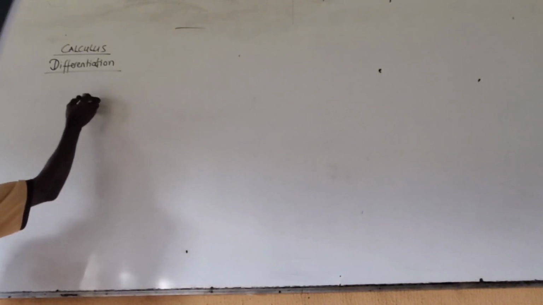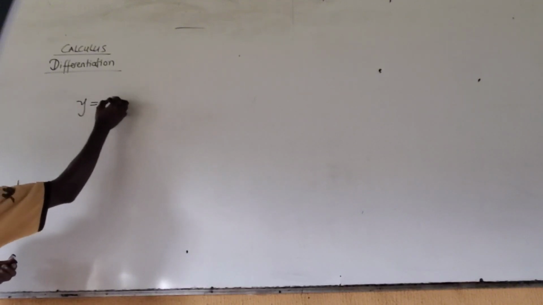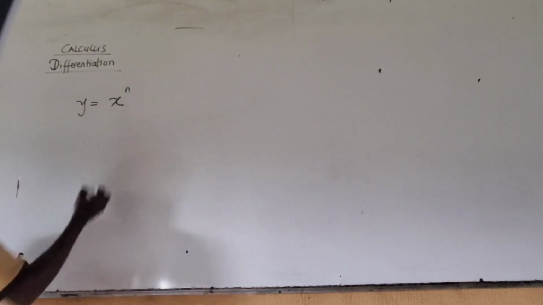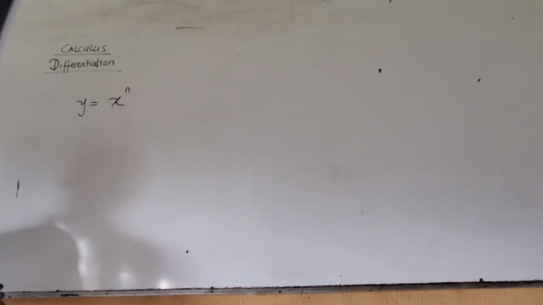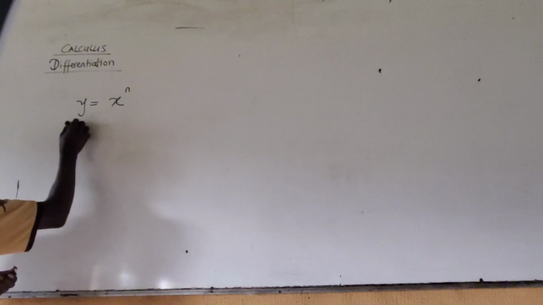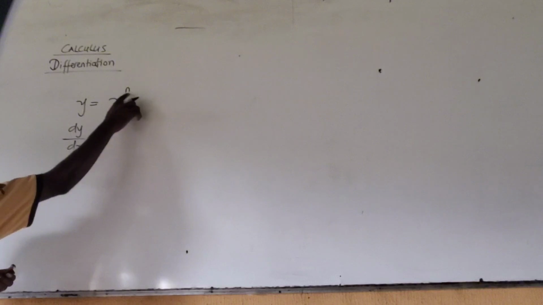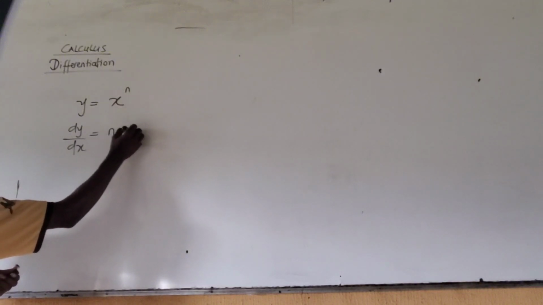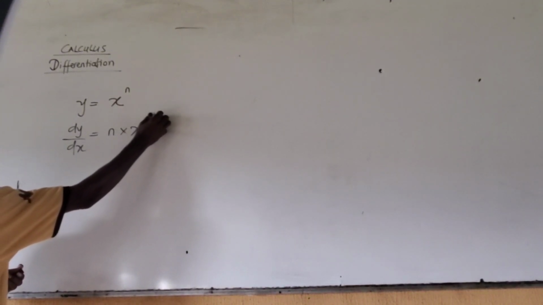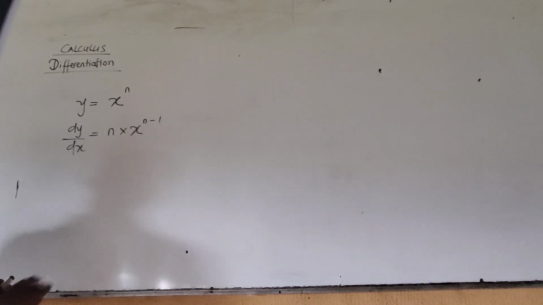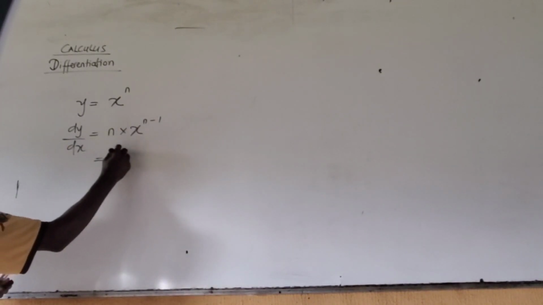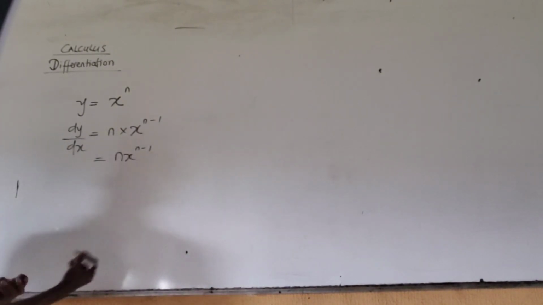So if you have something like y is equal to x to the power n, how do we differentiate this? Use the power. To differentiate y with respect to x, use the power n to multiply the base, then subtract 1 from the power. So this becomes n times x, nx to the power n minus 1.